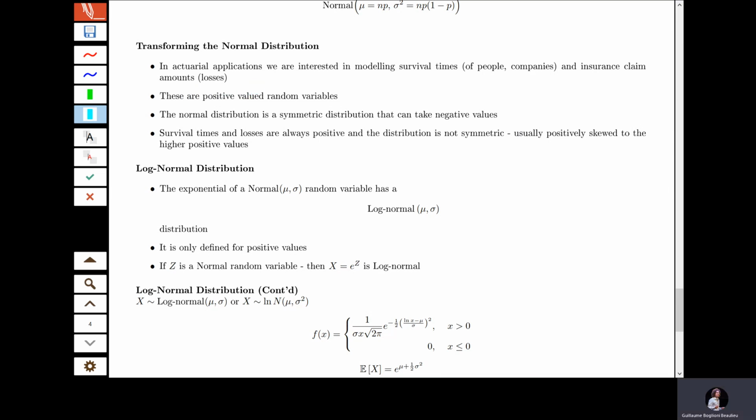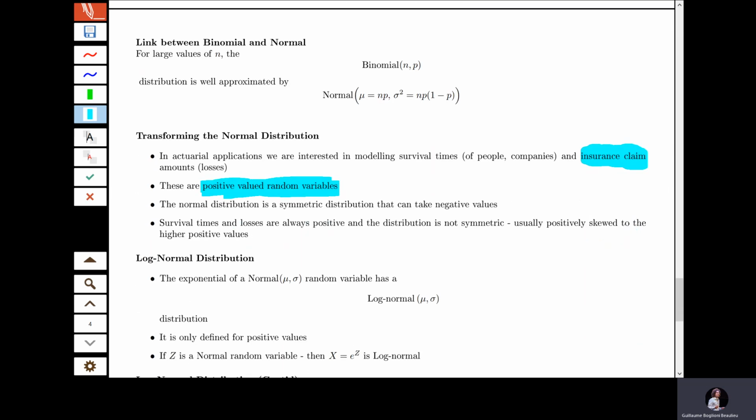Sometimes, if we're interested, for instance, in insurance claims, we usually model this with random variables that take only positive values. In that case, the normal may not be appropriate because it can take negative values, right? Even if the mean of the normal is something positive, in theory the tails extend to plus infinity and minus infinity. This might not be realistic if you're modeling, for instance, insurance claims, which take positive values.